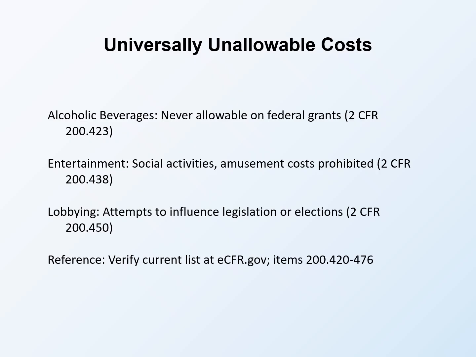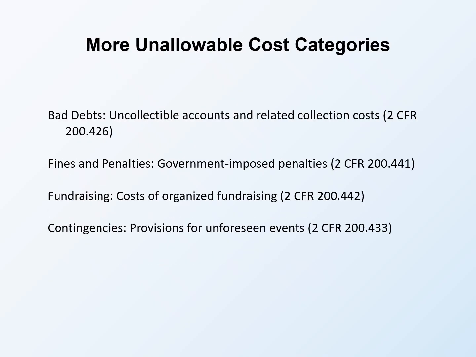Review this list at ecfr.gov for the current text, as these provisions may be amended. Understanding what is explicitly prohibited helps you avoid common pitfalls. Additional categories of costs are universally unallowable, reflecting the principle that grant funds should support direct project purposes rather than general organizational needs or problems.